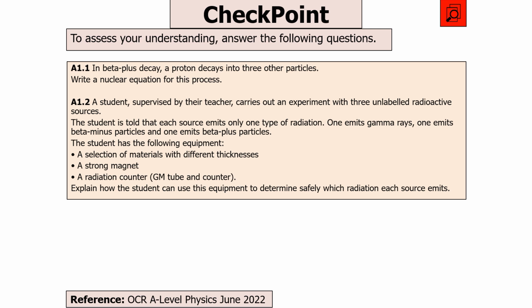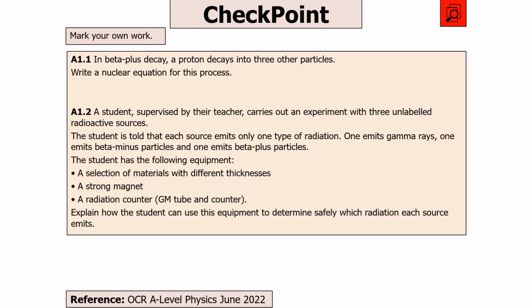The next question says, in beta plus decay, a proton decays into 3 other particles. Write the nuclear equation for this process. And then a student supervised by a teacher carries out an experiment with the 3 unlabeled radioactive sources as indicated before. Explain how you can use this equipment safely to determine the radiation emission.